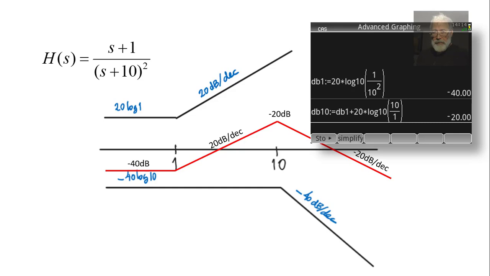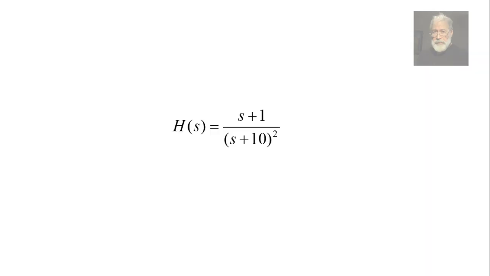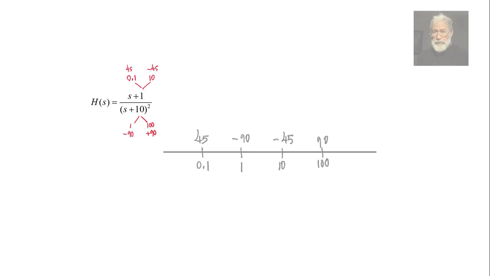Now we go for the phase, what you were waiting for. For the phase, we have two corners introduced by the 0 at 1. They add the slopes plus 45 degrees per decade, negative 45 degrees per decade. And the double pole at 10 includes also two corners, but with slopes negative 90 degrees per decade and positive 90 degrees per decade. We plot them, and this is what we get.